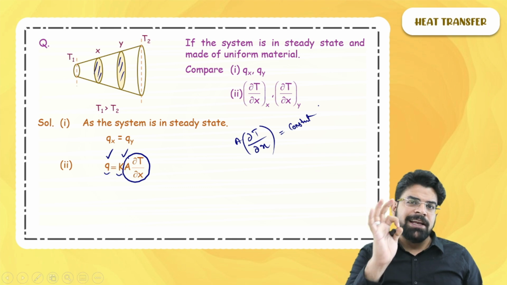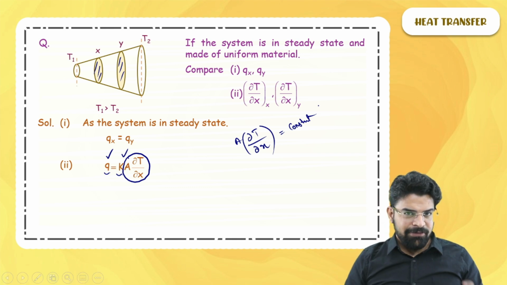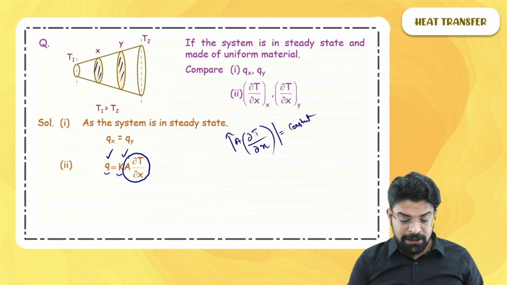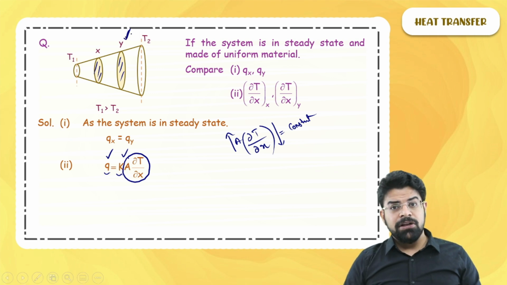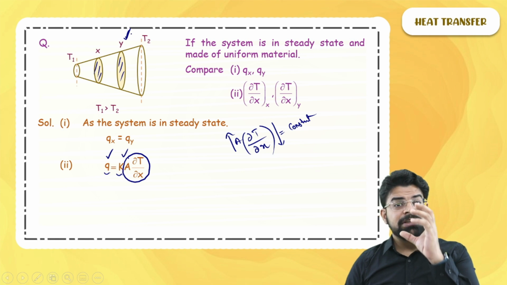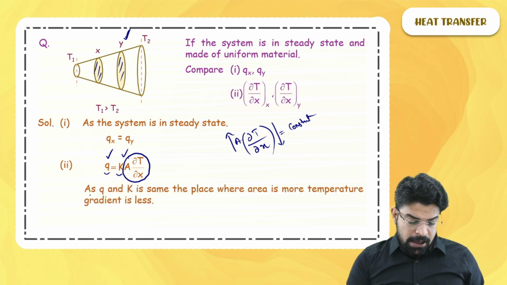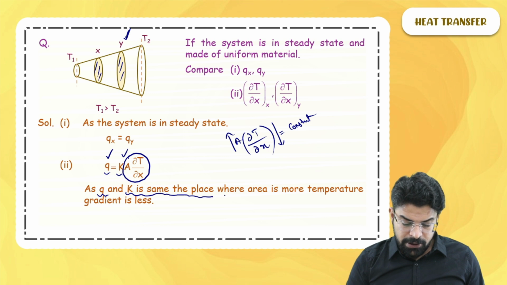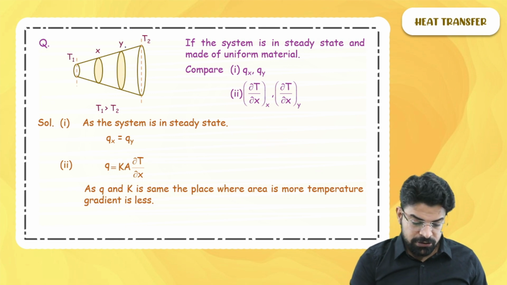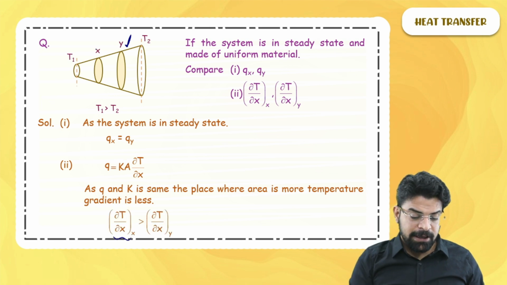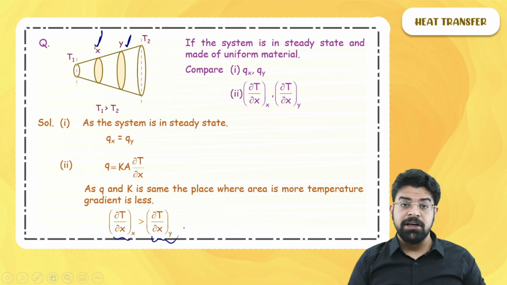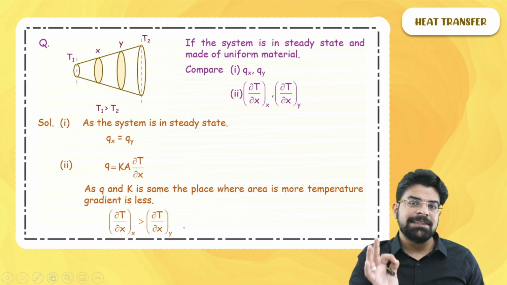And if the cross-sectional area times the temperature gradient has to be constant, wherever the cross-sectional area is more, the temperature gradient will be less. Since we can see in the diagram that at position Y the cross-sectional area is more, there the temperature gradient has to be less. So as heat flow rate Q and K are the same at both places, where the area is more, the temperature gradient will be less. Since the area is more at Y, the temperature gradient will be less at Y. Hence we can say that the temperature gradient at X will be more than the temperature gradient at Y. So this is why knowing steady state is important.